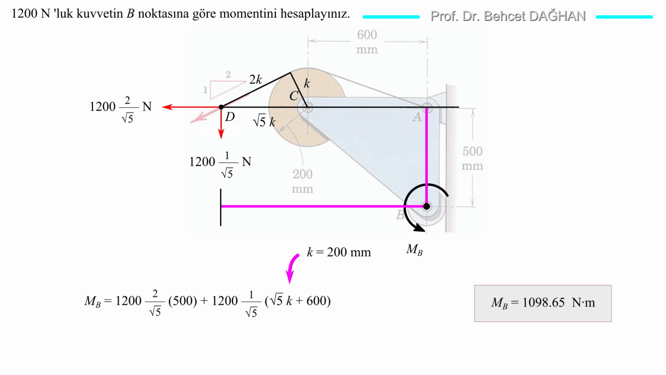The moment arm of both components is now known. The moment arm of the horizontal component is 500 millimeters, and the moment arm of the vertical component is square root 5K plus 600 millimeters. From here, we get the same result, 1098.65 Newton meters.